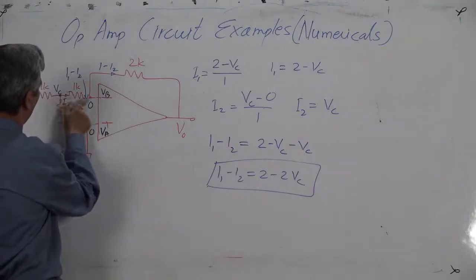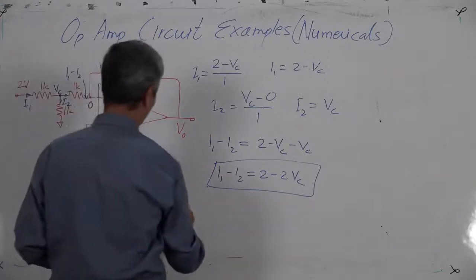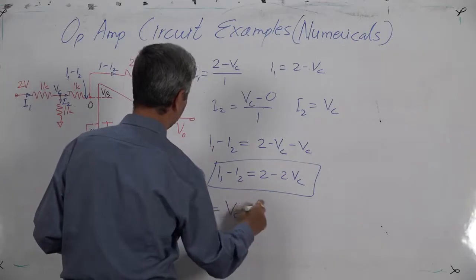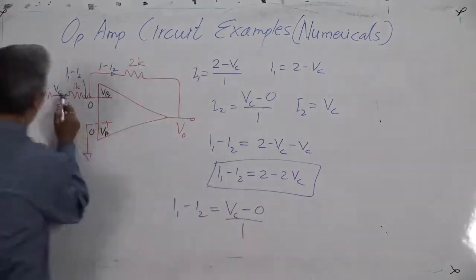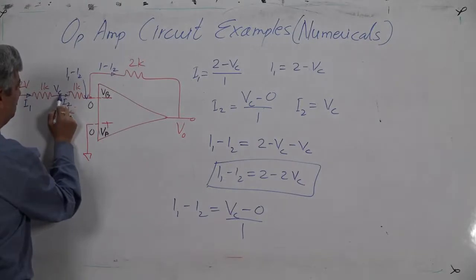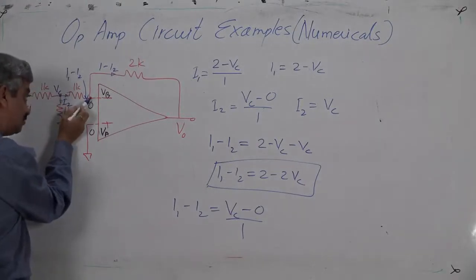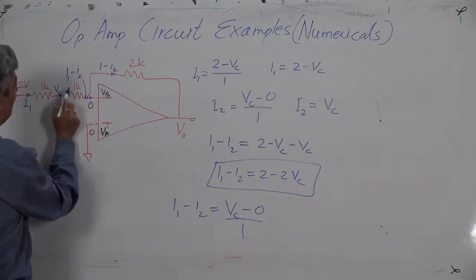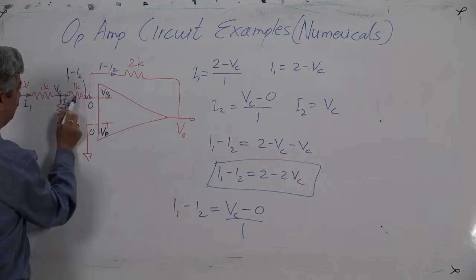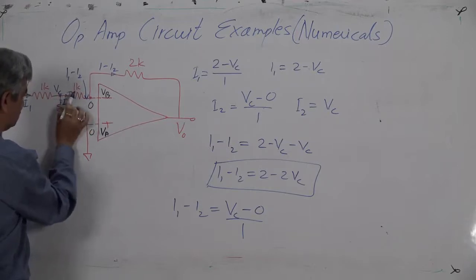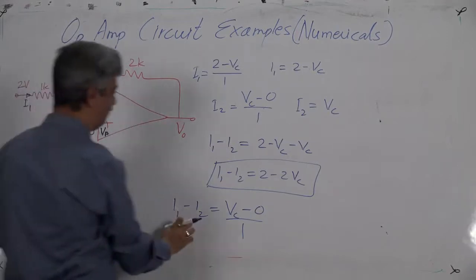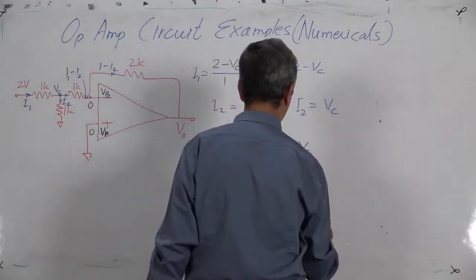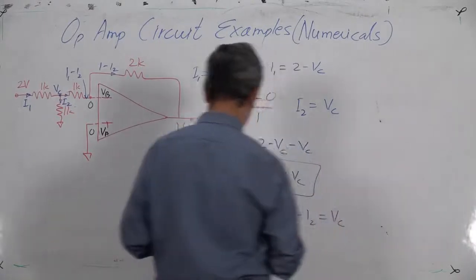I1 minus I2 is also equal to Vc minus 0 upon 1 because of this branch. This voltage I know. If I was not knowing this voltage, then problem would have occurred. Vc minus 0 upon this resistor is equal to this current. So I1 minus I2 is equal to Vc.